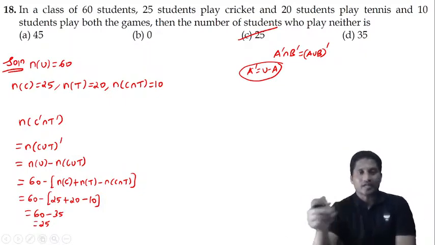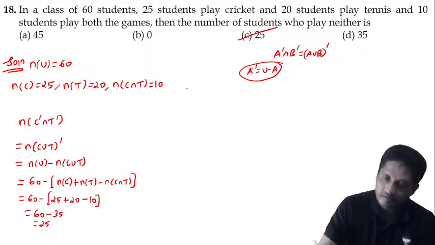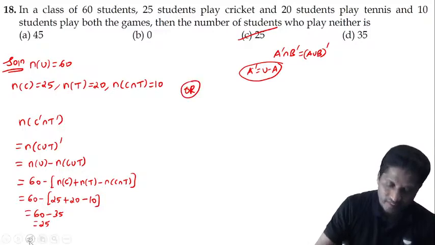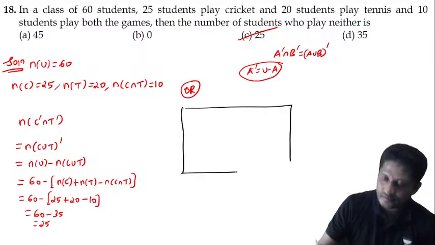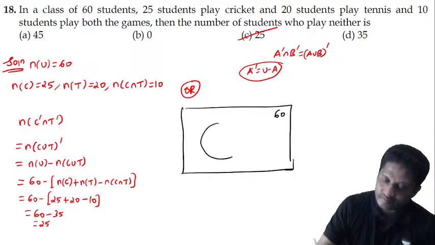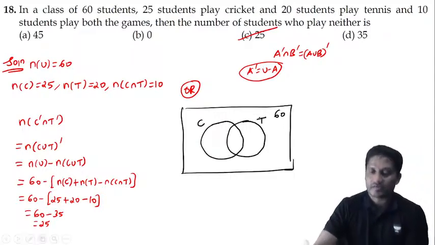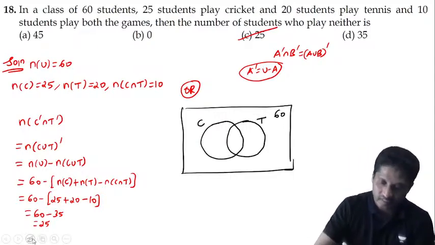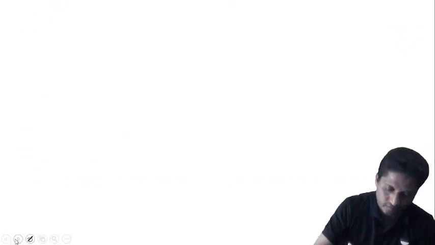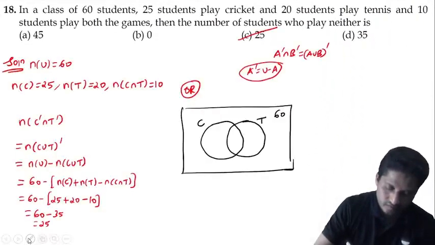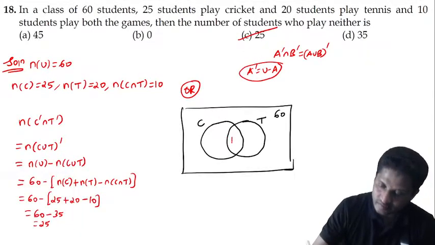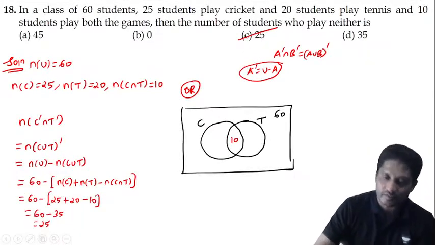Right, now rather than I do all these steps, we can directly crack using Venn diagram, guys. Let's say if you have like this, total how many are there? 60 students, right? Should be 60. Right, let's say this is cricket, this is tennis. According to the question, 10 plays both tennis and cricket, so this will be 10. Okay, so this is 10. Cricket is how much? 25, right?